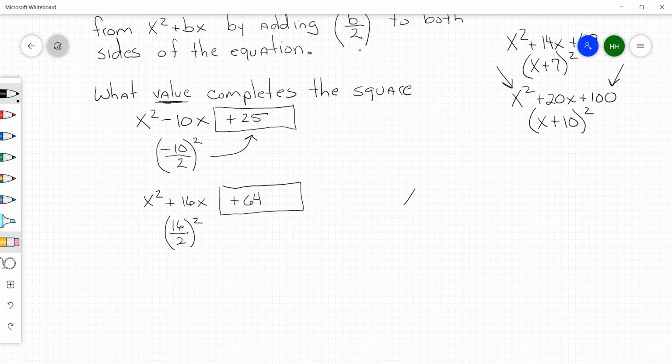If you had x squared minus 12x, and you need a value to complete this square, what's going in the box out here to make this a perfect square trinomial? Negative 12 divided by 2, and you square it. Negative 12 divided by 2 is negative 6, and we're going to put a positive 36 out here.